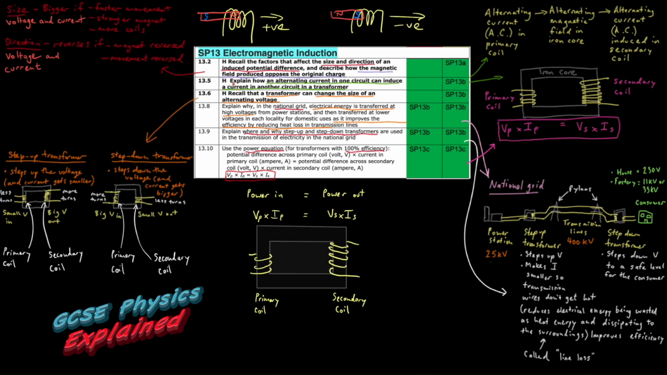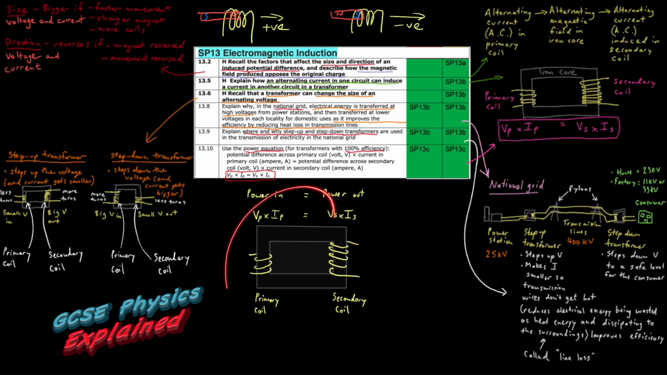Again, higher only. Explain how an alternating current in one circuit can induce a current in another circuit in a transformer. So this is a transformer here. If you put voltage into the primary, it can create a voltage in the secondary. That's all it means. And if you put an alternating current in, you can get an alternating current out.